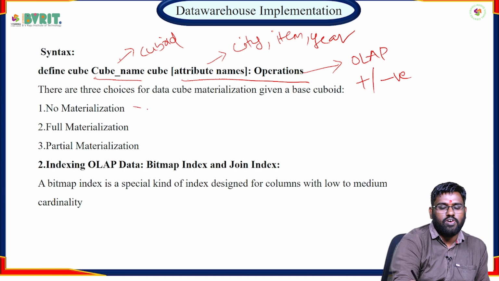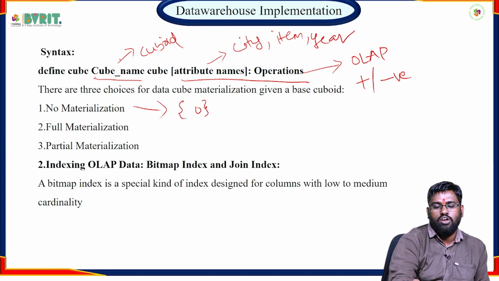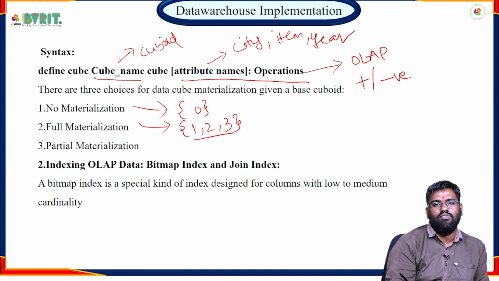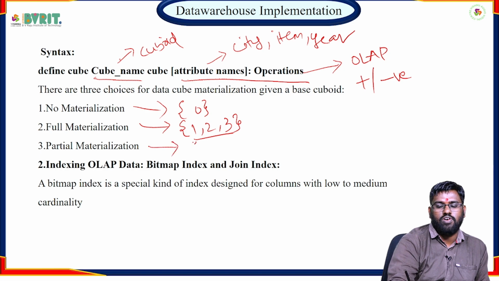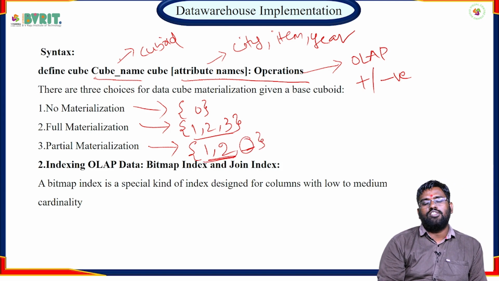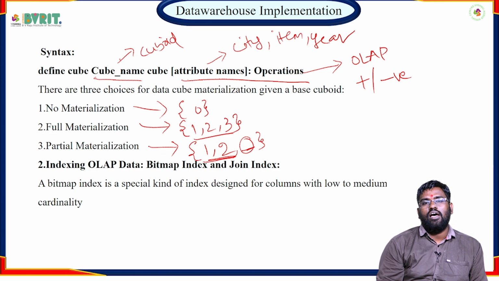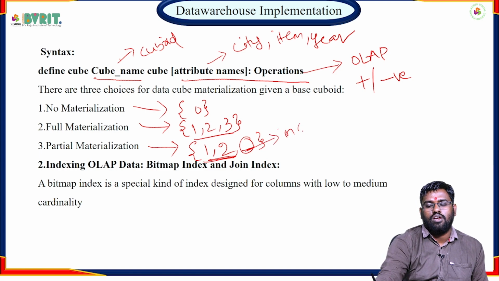No materialization means, for example, the given set does not have any data. Full materialization means the given set, for example 1, 2, 3, has all the data there. Partial materialization means, for example, I have 1, 2, and a third one is there, but I am not collecting the third value's data, I have collected only up to 2. Only some amount of data is collected, the other data is pending. That is incomplete data.